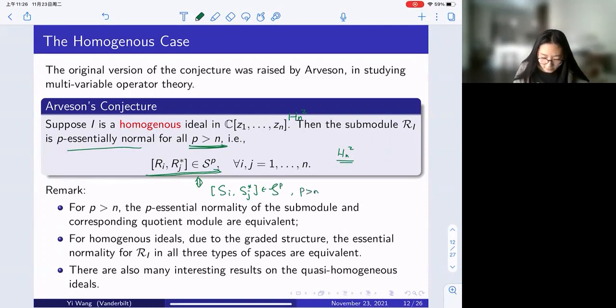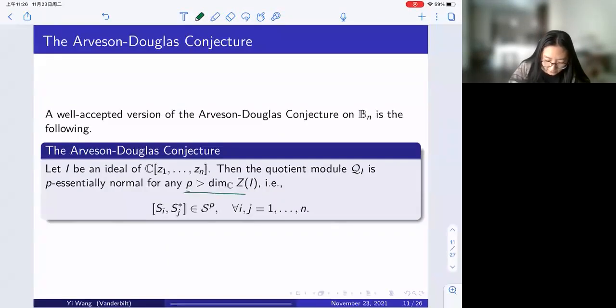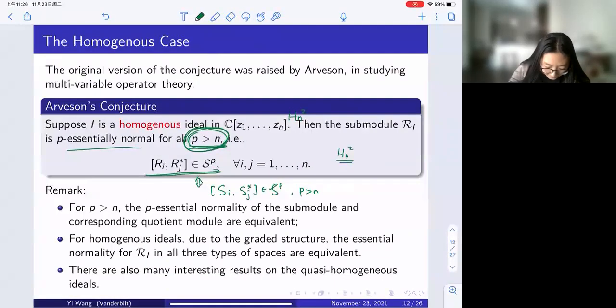So it doesn't matter which we consider if we only talk about P greater than N. But if you go beyond that, then that's a different story. So this is definitely stronger. That's one thing. And also, for the Arveson conjecture, it's originally on the dual Arveson space.